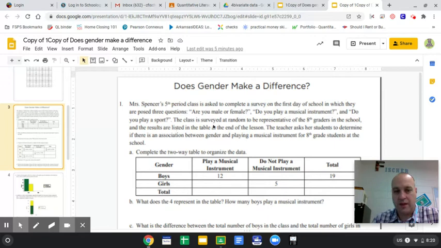So the first one says, Mrs. Spencer's fifth grade class is asked to complete a survey on the first day of school in which they are posed three questions. Are you male or female? Do you play a musical instrument? So in other words, they gathered all the data that's on that other page. So complete the two-way table to organize the data.